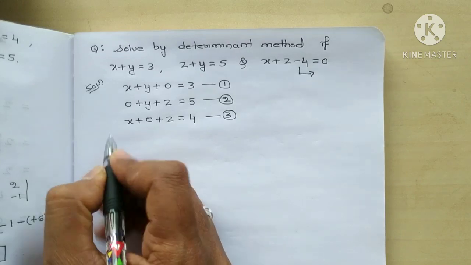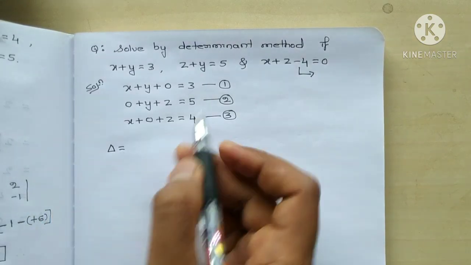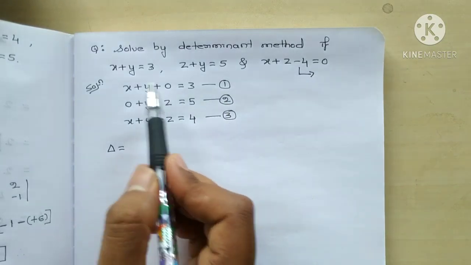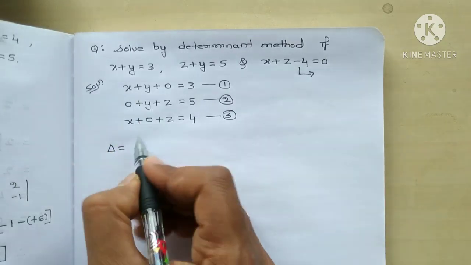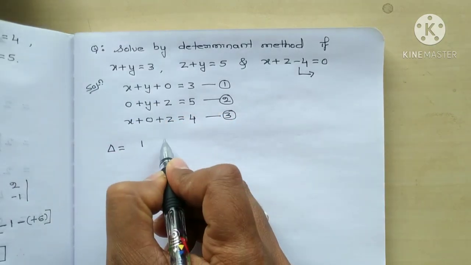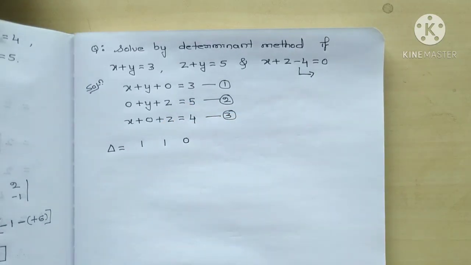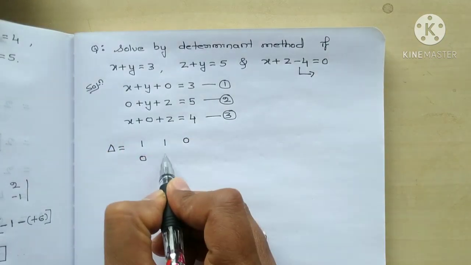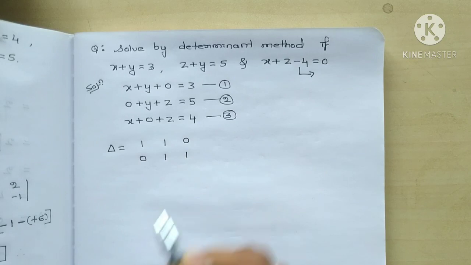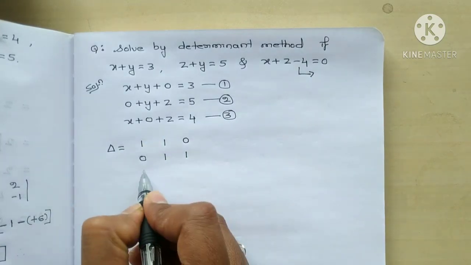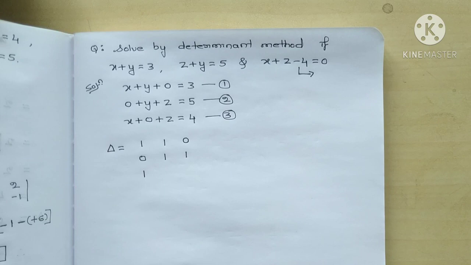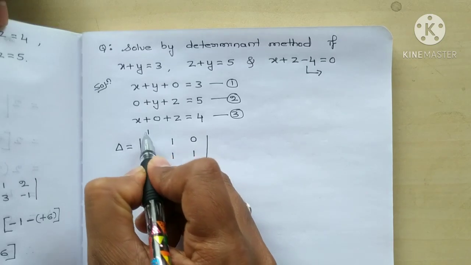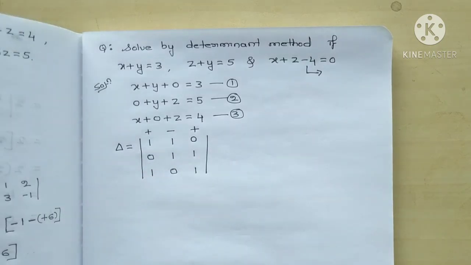So first step, find out delta value. So you know to find out delta value what to do? In equation number 1, equation number 2, equation number 3, take x, y, z coefficient. So x coefficient 1, y coefficient 1, z is not there. So in place of z you need to take 0. Here x is not there, so 0, y coefficient 1, z coefficient is also 1. And equation number 3, x coefficient here 1, y is also 1. So write it in third order determinant form. Top you mention plus, minus, plus.